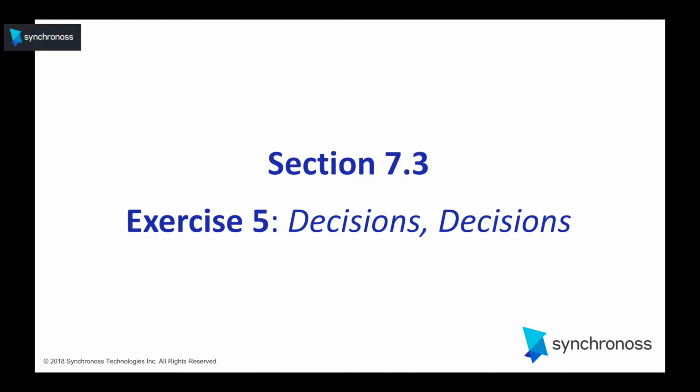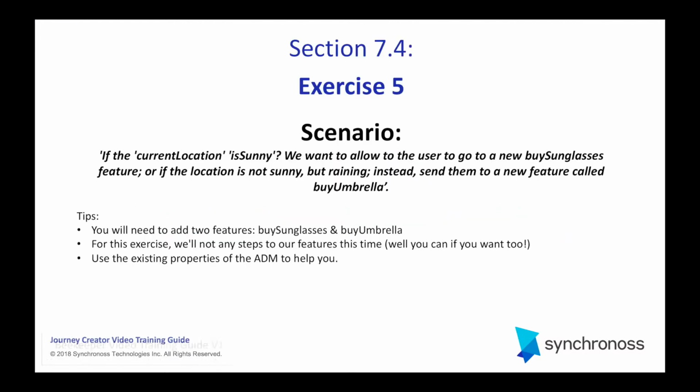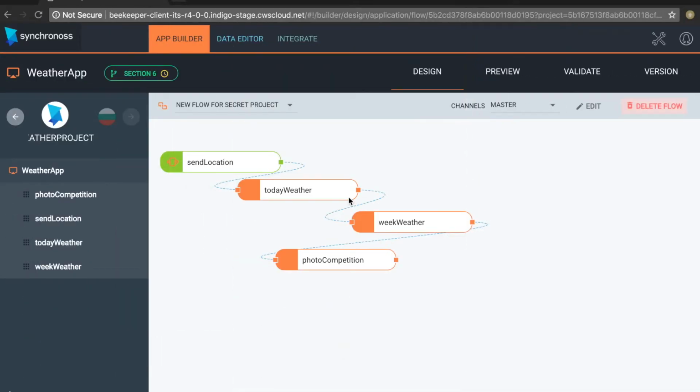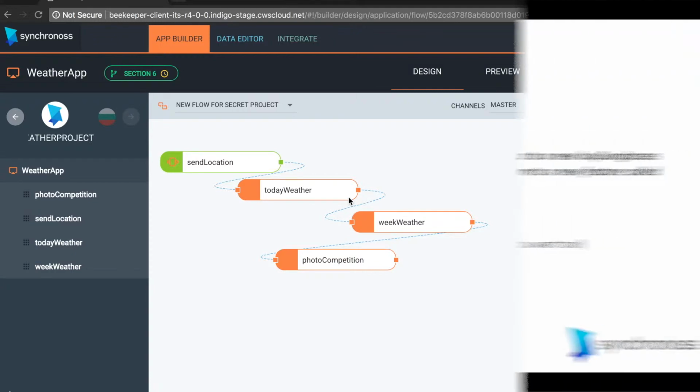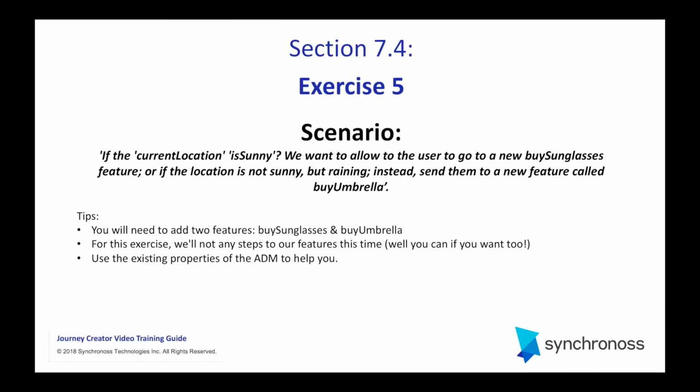Here is the scenario. If the current location is sunny for the user, we want to allow the user to go on and buy new sunglasses. So we'll send them to a new buy sunglasses feature. Or if the location for the user is not sunny but raining instead, we need to send them to another new feature called buy umbrella.